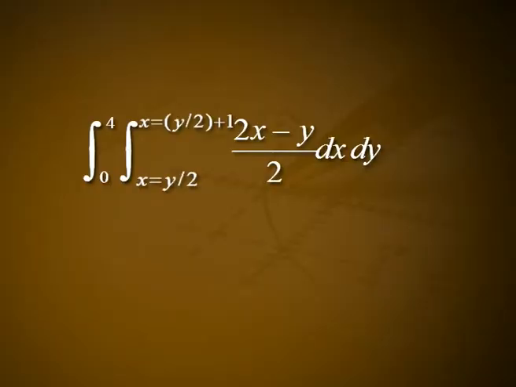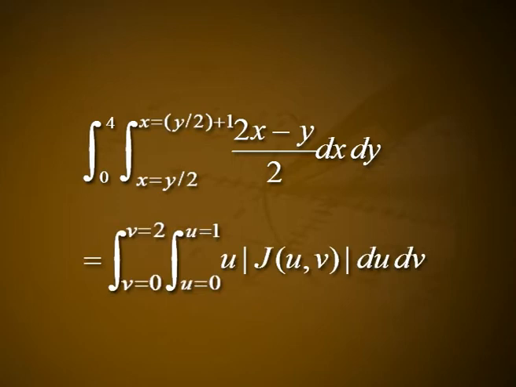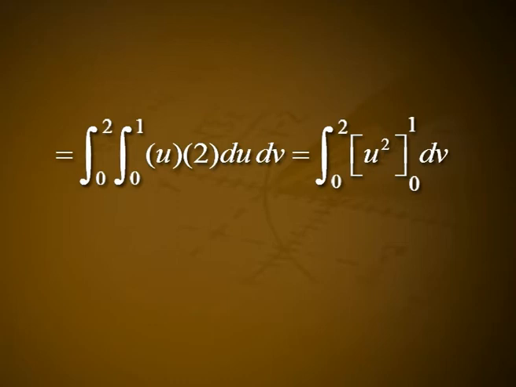With all this information, we have the integral 0 to 4, integral x equals y/2 to y/2 plus 1, of (2x minus y/2) dx dy, equal to the integral v equals 0 to 2, integral u equals 0 to 1, of u times the determinant J(u,v) du dv, which is equal to the integral 0 to 2, integral 0 to 1, of u times 2 du dv, that is equal to the integral 0 to 2 of u² over the limit 0 to 1 dv, which is equal to the integral 0 to 2 dv, that is equal to 2.